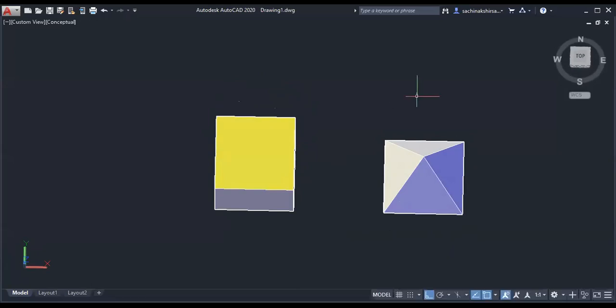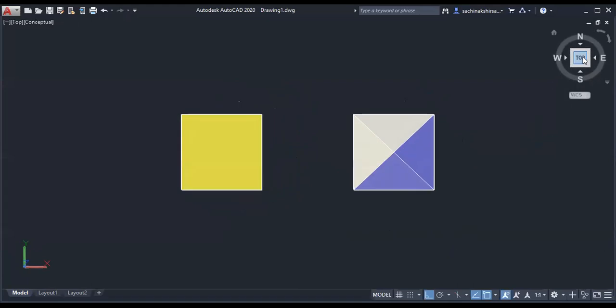Now imagine you are observing this object from the top. What will you observe from the top?